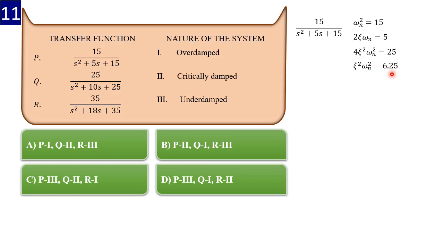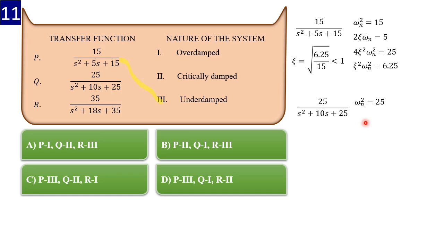So first find zeta square omega n square. It will become 6.25, as 25 is divided by 4. Omega n square is 15, so zeta will be given as 6.25 upon 15, whole under root, which will be less than 1. And for less than 1, we have the response as underdamped. So P here will be 3, and we have to do it similarly for Q and R also.